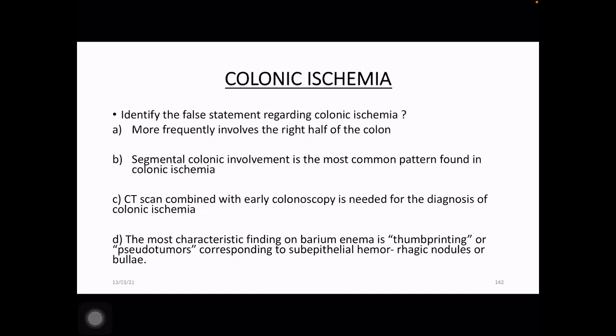That is true. CT scan combined with a colonoscopy is needed for diagnosis of colonic ischemia. True or false?